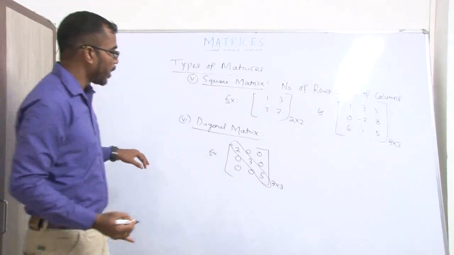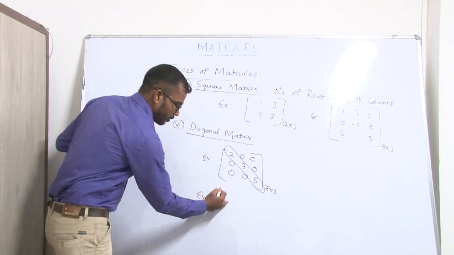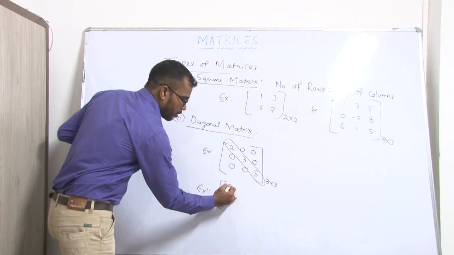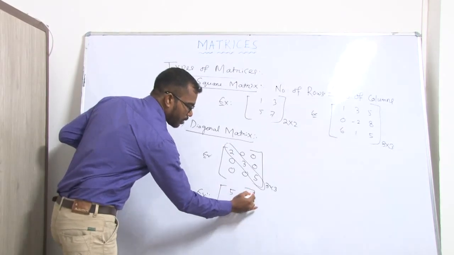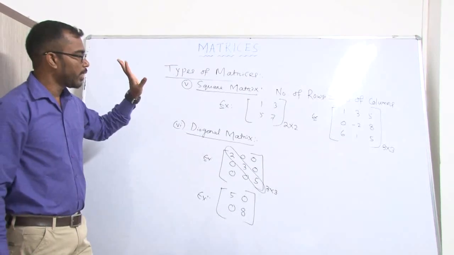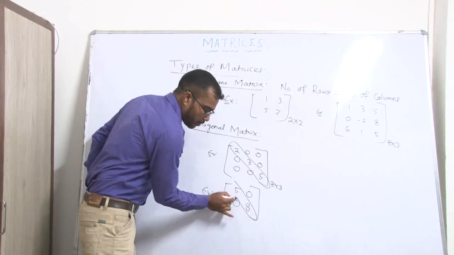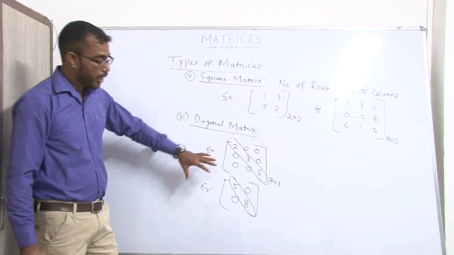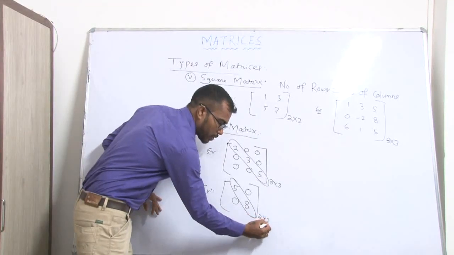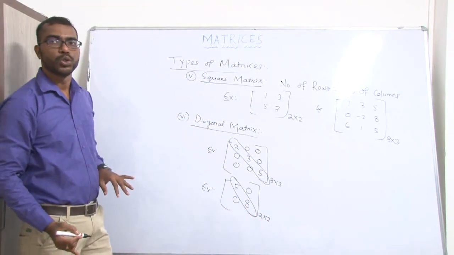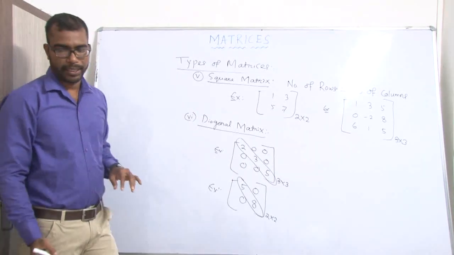Similarly, we can take another example. 5, 0, 0, 8. It is also an example of diagonal matrix because its main diagonal elements are non-zero and other elements are 0, and it is also a square matrix because its order is 2 into 2. So these are the examples of diagonal matrix.